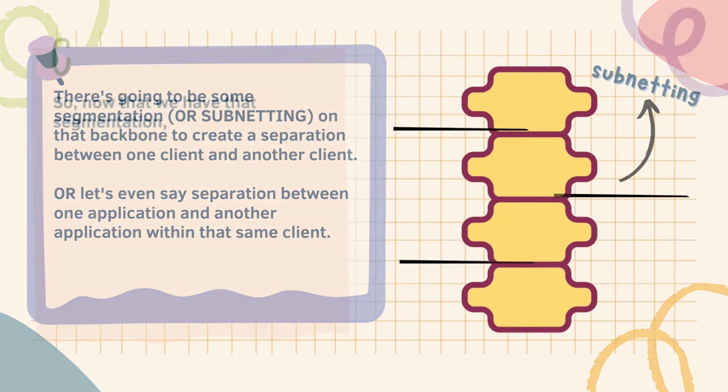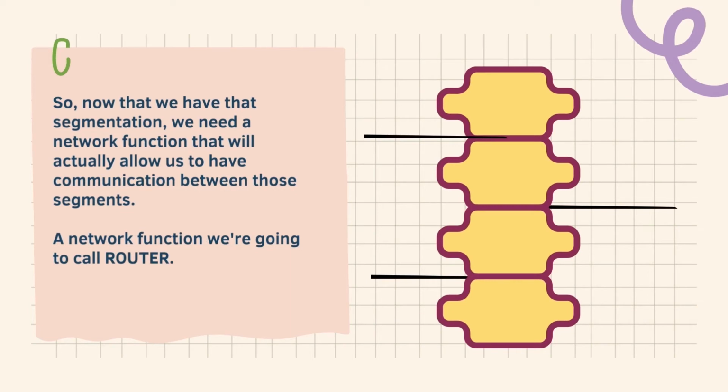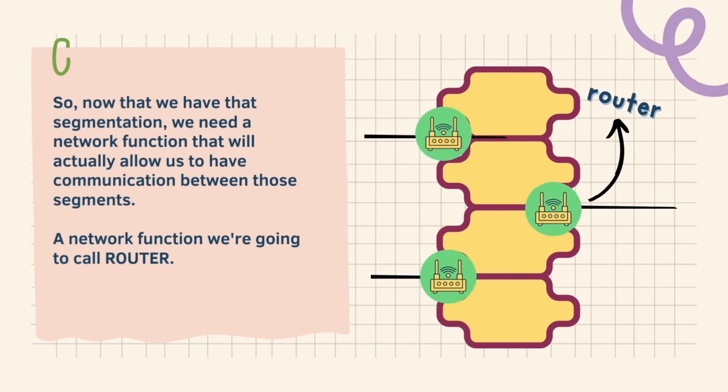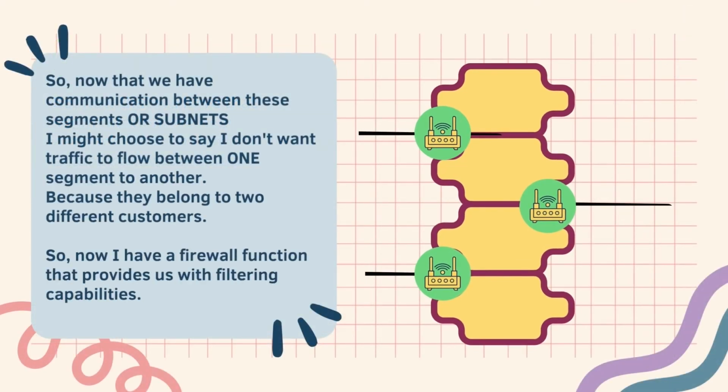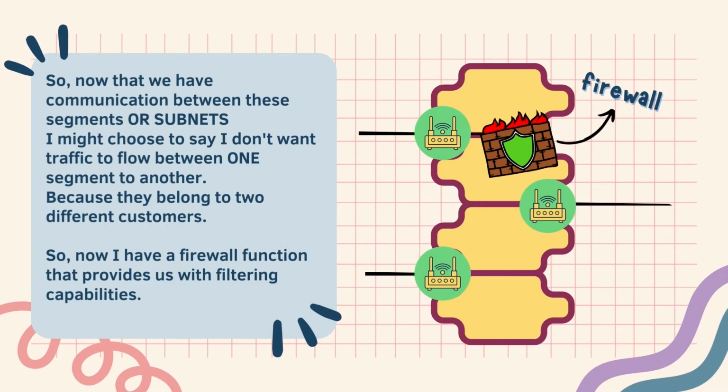So now that we have the segmentation, we need a network function that will actually allow us to have communication between those segments. Network function, we are going to call it a router. So now that we have the communication between the segments, or say subnets, I might choose to say I don't want traffic to flow from one segment to another because they belong to two different customers. So to implement this, I have a firewall function. A firewall function provides us with filtering capabilities.